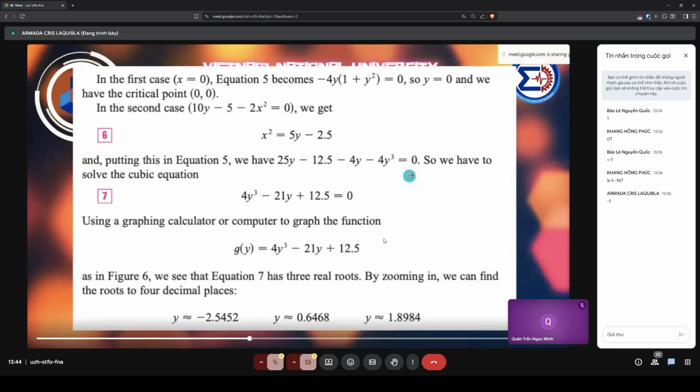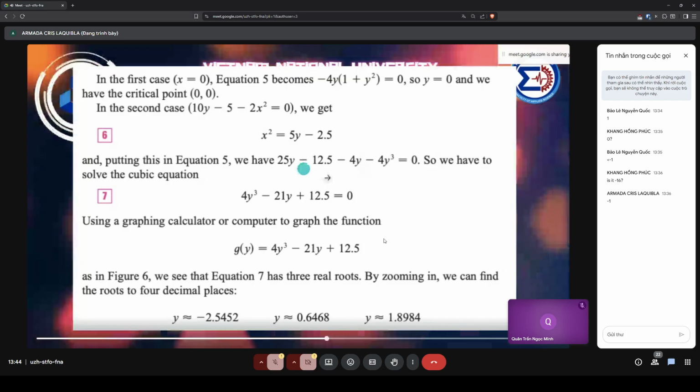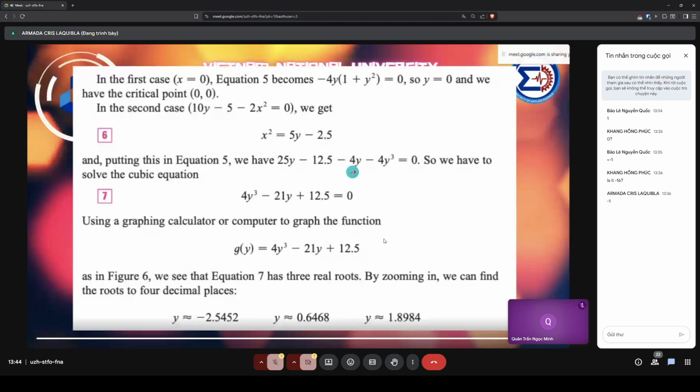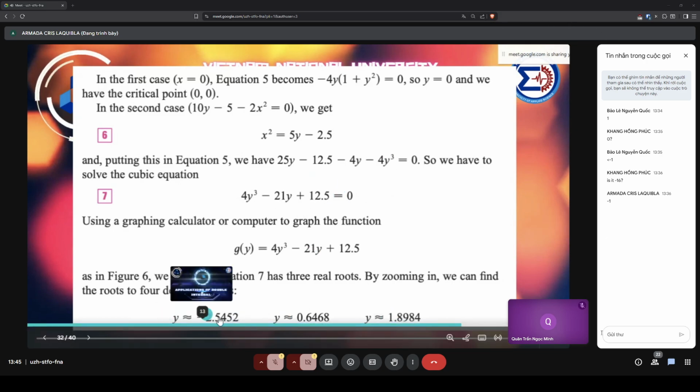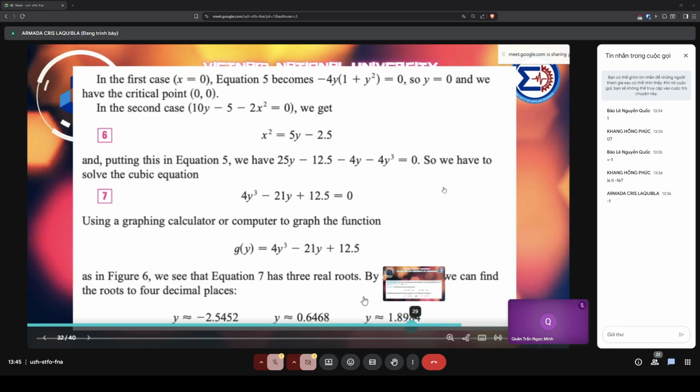And class, actually, in your calculator, no need for you to make it like this as a cubic equation. So you can simply make it like this. By the way, in your calculator, you can just type this directly and it can give you the values of your y there. Okay? So if you want to simplify this, you have this value. And then after that, click your calculator and it will give you three values of your y. y is negative 2.5452, 0.6468, and 1.8984. So you have there three values of your y.